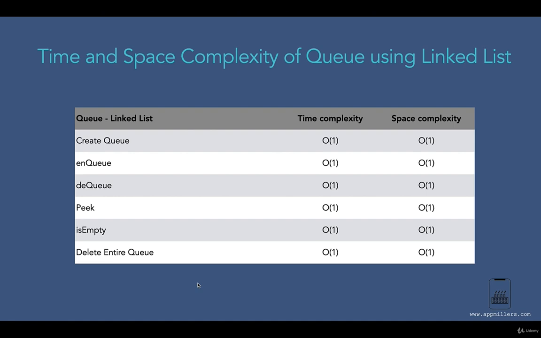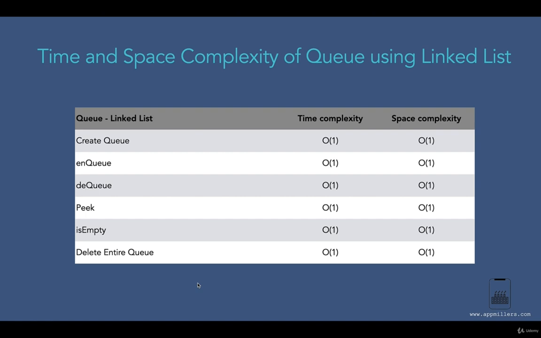Now when it comes to deleting entire queue in case of linked list, in this case we are just updating the head and tail references to point to null. So this will take O(1) time complexity. So space complexity is also O(1) because in this case we are not inserting anything to the space. We are just deleting the entire elements from the space. So this means that it will take O(1) space complexity.